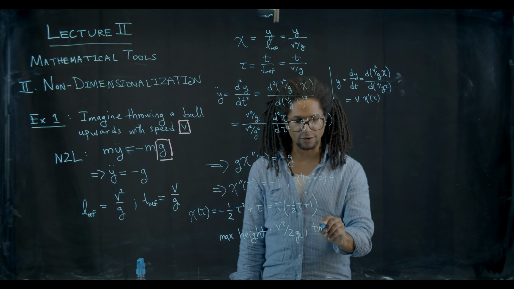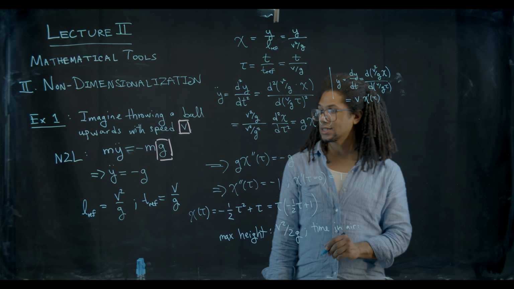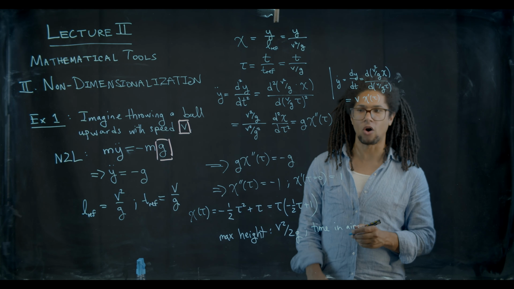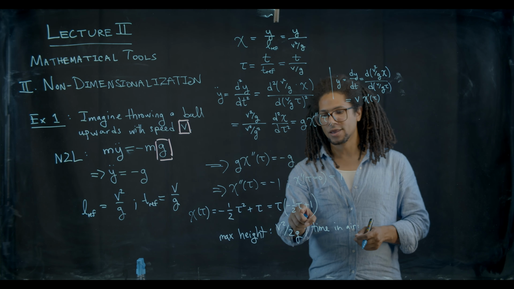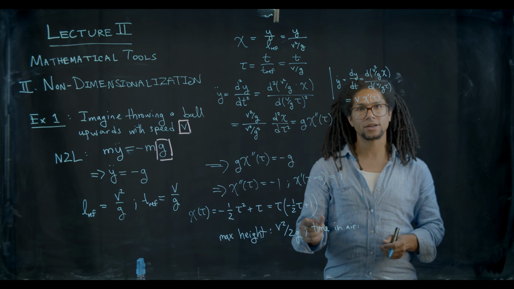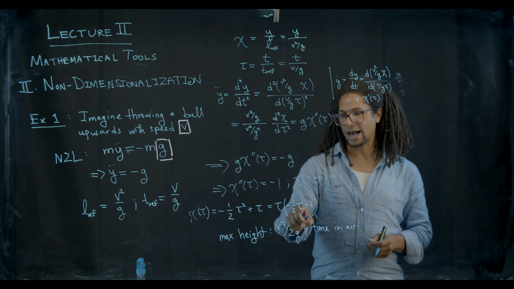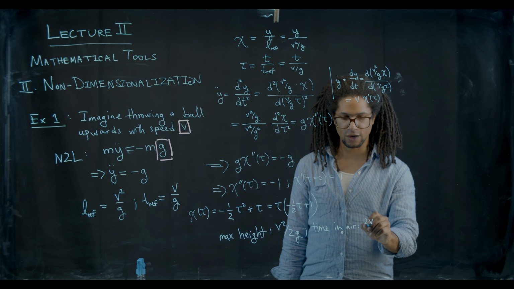Similarly, the amount of time that it's in the air, well, in this case, we might guess that it's v over g, and that turns out to be also off by a factor of 2. We actually can see that right away. The second time that this chi function intercepts the x-axis is going to be at tau equals 2. So this is going to be 2v over g.